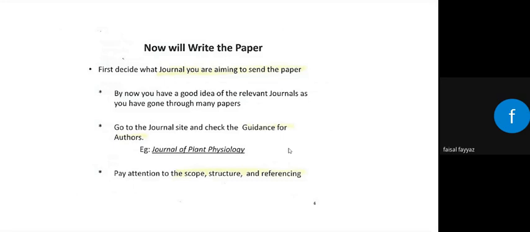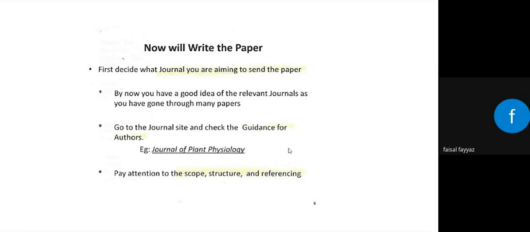Now we'll write the paper. I'm moving toward the way you can write a research article. Firstly, I introduce Scopus, what it is, and after that citation styles, APA and IEEE. We have discussed different standards and how you can write your bibliography and citations. These are very important to discuss.